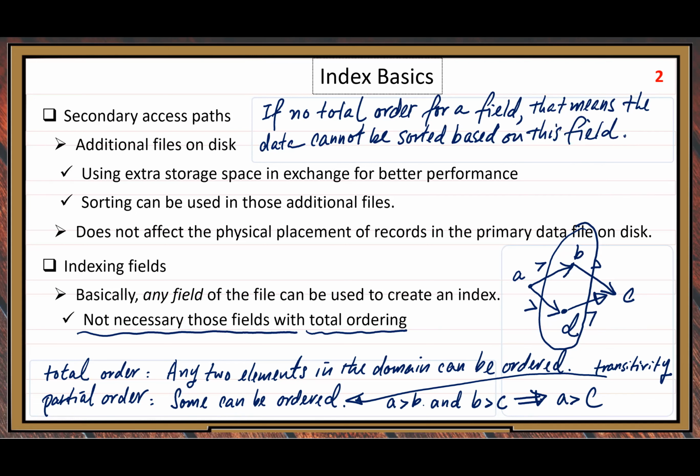But we still want to create an index file to make the search operation very fast. In this situation, we need to use another fast searching algorithm, not based on binary search. We cannot do binary search. Another searching algorithm is hashing. In algorithms, we know hashing.